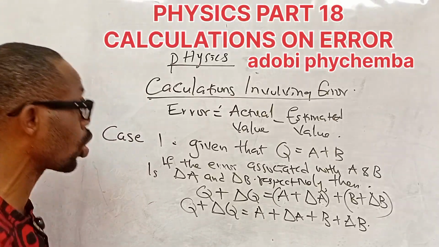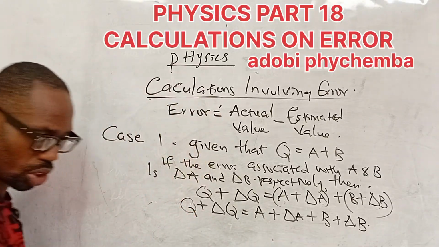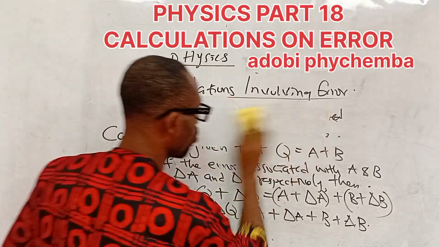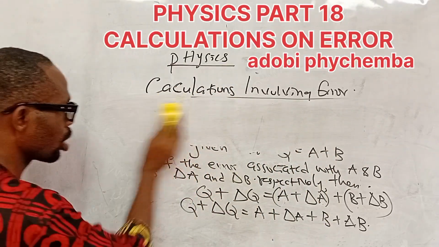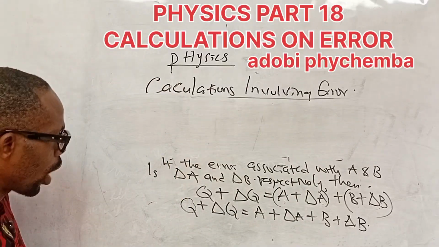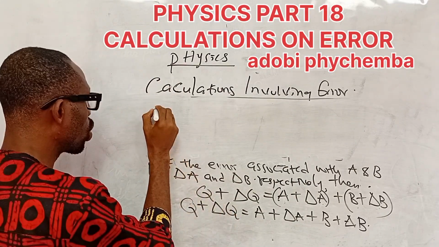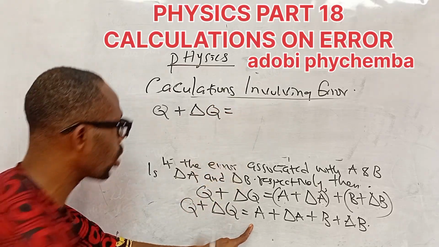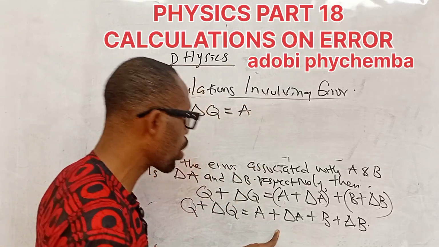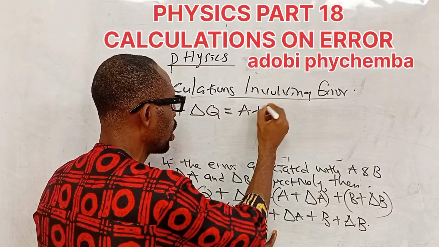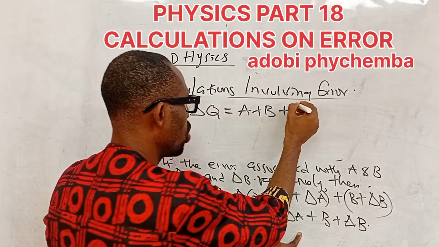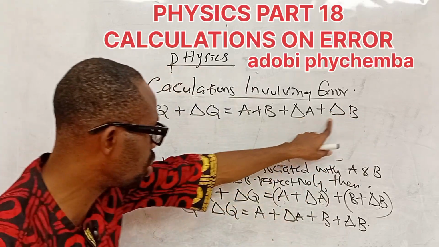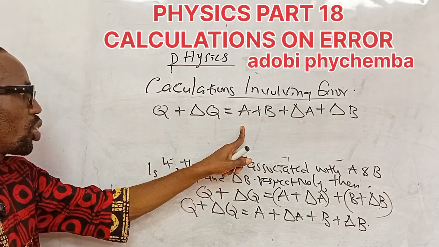What I mean by collecting like terms is that we can rearrange the terms for easy description. So I'm going to clean this up now. Follow me with the speed of light. So what do I do? Q plus change in Q will be equal to A. Now I have to bring B closer to A. So it will be plus B plus change in A. You have to be orderly, okay? Plus change in B. So you see now change in one direction, A and B in this other direction.